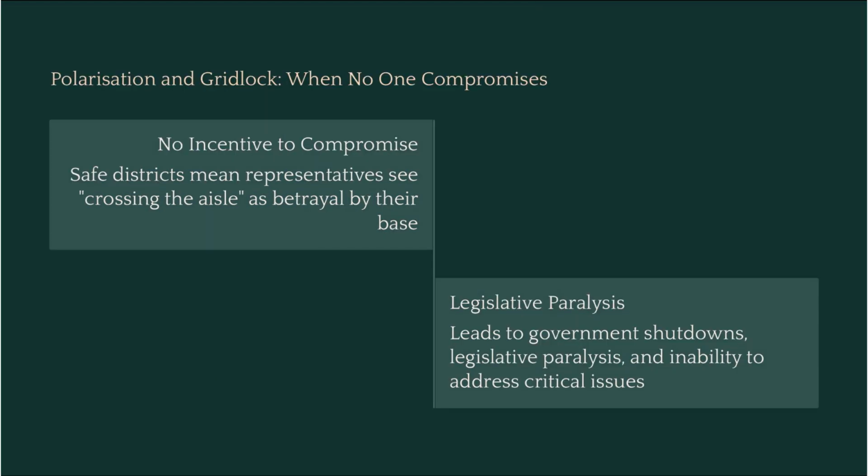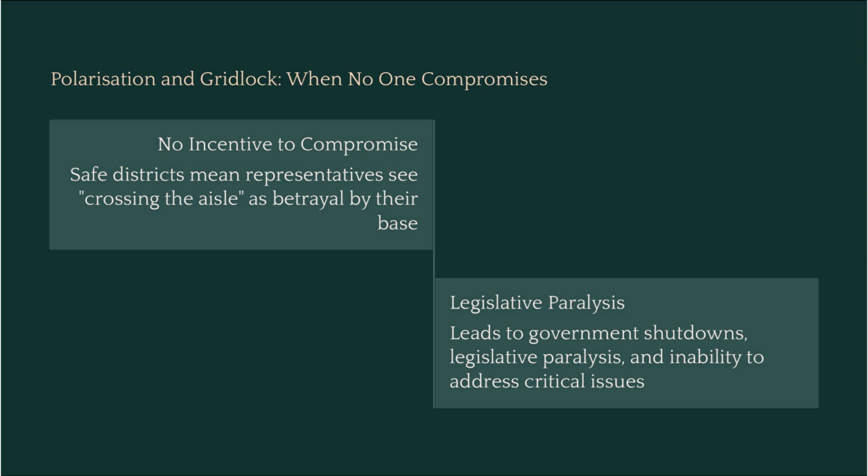This dynamic leads directly to polarization and gridlock. When every representative comes from a safe, extreme district, there is no incentive to compromise. In fact, crossing the aisle is seen as a betrayal by their base. Why work with the other side if your voters hate them and your seat is safe?